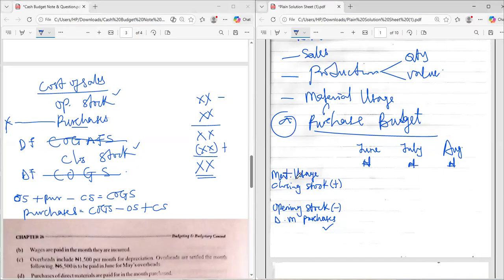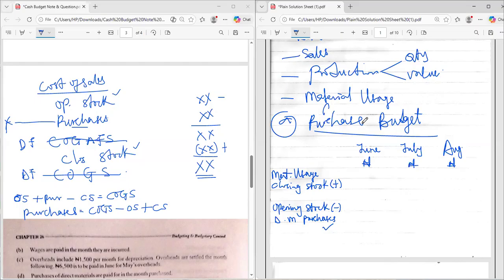This material usage will be there. If material usage was not given to you in the question, go and look for it. There is a way we can calculate the material usage budget. In this case, material usage was given to us directly. Why do you need material usage? You need to know the quantity of material you want to use before you go and purchase it. You want to make cake or buns. Won't you know the quantity of materials you need before you go and purchase it?